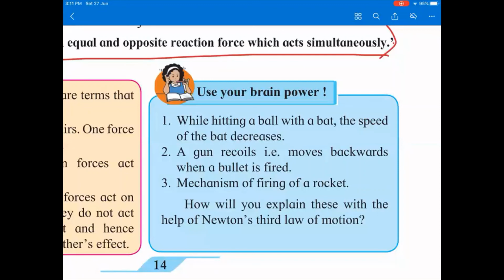A gun recoils, that is, moves backwards when a bullet is fired. This is because when the bullet is fired, it travels with a very high speed forward. Why does it travel? Because the gun is applying a force on the bullet. Remember what I'm saying: the gun is applying a force on the bullet. That is the action force. At the same time, the bullet applies a backward force on the gun. That is the reaction force, and that is why the gun moves back. In Hindi, we say gun ko jhatka lagta hai. But since the mass of the bullet is very small, the force produced on the gun is very small, and so it just moves back a little bit.